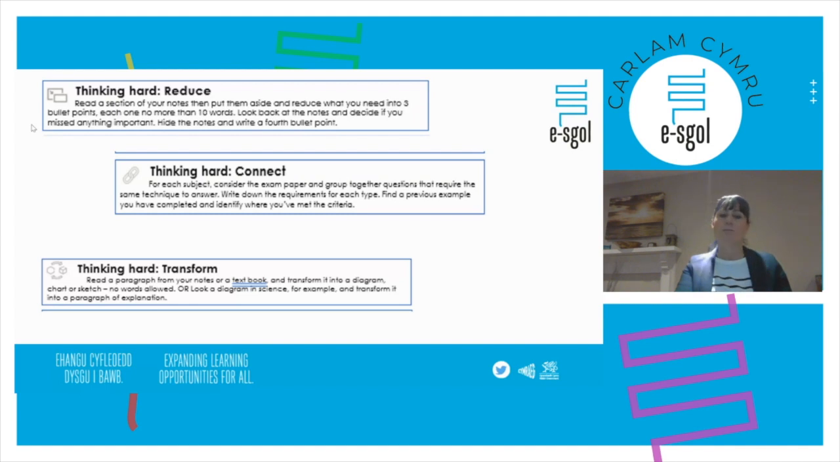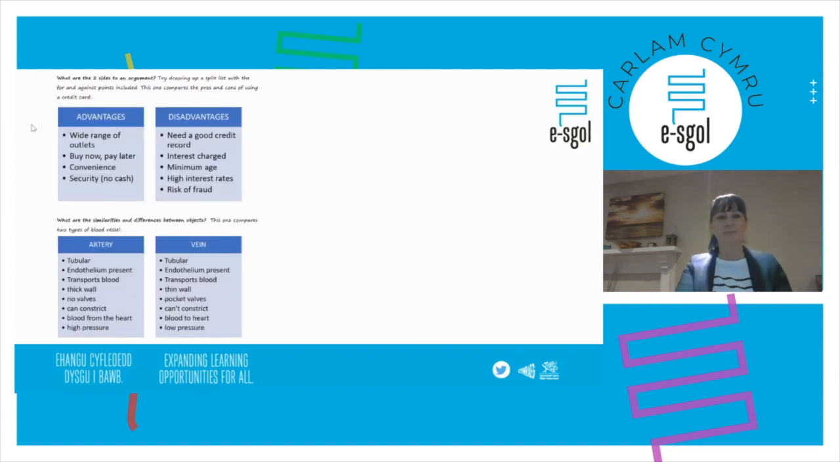And transform your notes. So maybe read a paragraph from your notes or your textbook and transform it into a diagram or a chart or a sketch. Maybe not letting yourself use words. Or look at a diagram in silence, for example, and transform it into a paragraph, an explanation to check your understanding.